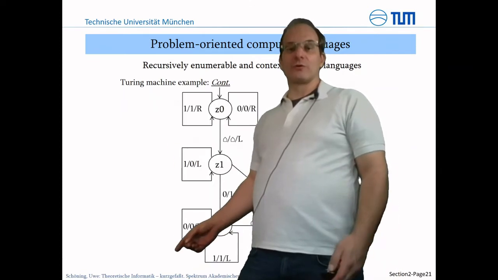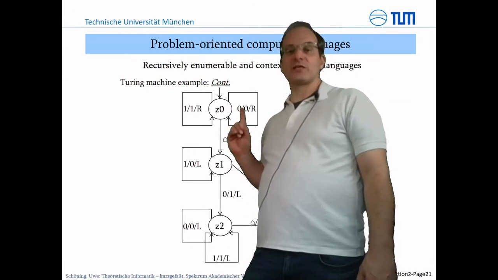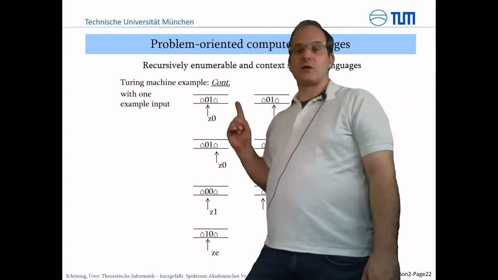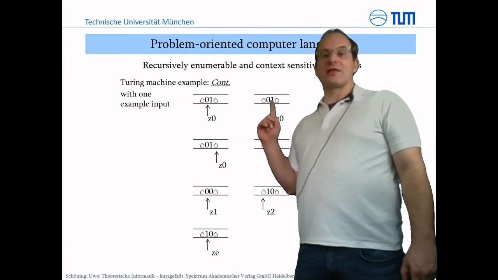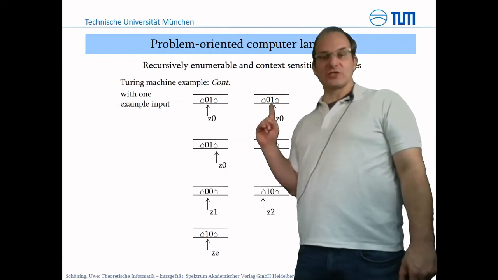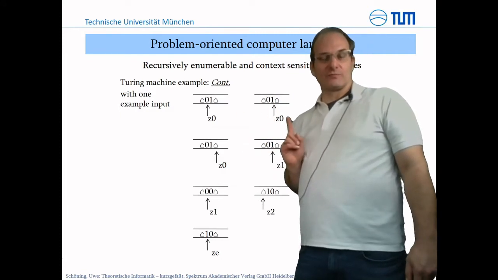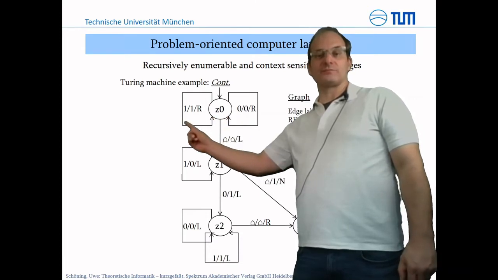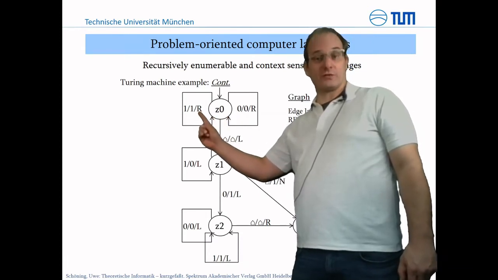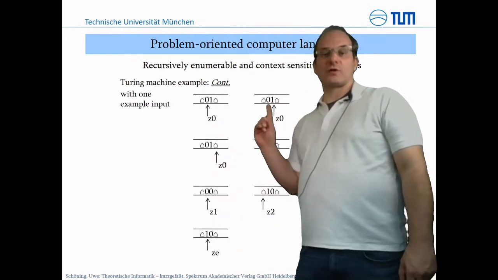So what do we do? Let's go back. We are in state 0. We read a 0. We write a 0 and go to the right. So what we have now is a 0 written here again, and then we go to the right. The next situation is that we read a 1. We are still in state 0. We read a 1, so we write the 1 and we go to the right.